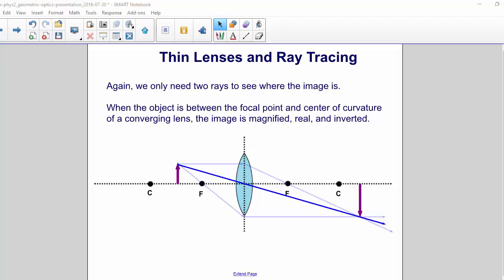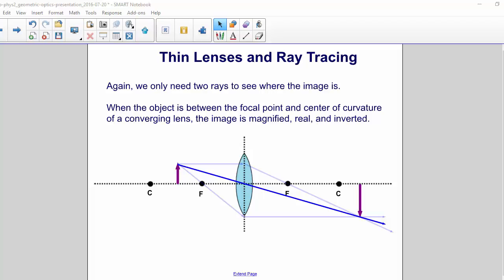Now when the object is between the focal point and the center of curvature of a converging lens, the image is magnified because it's bigger, it's real because it's on the same side as the observer, and it's inverted because it's upside down.